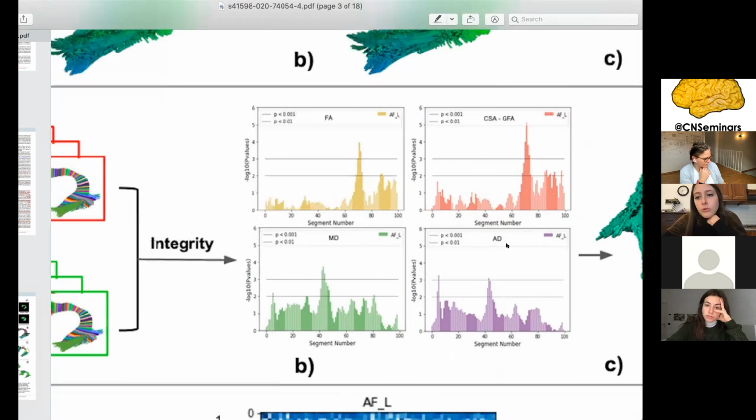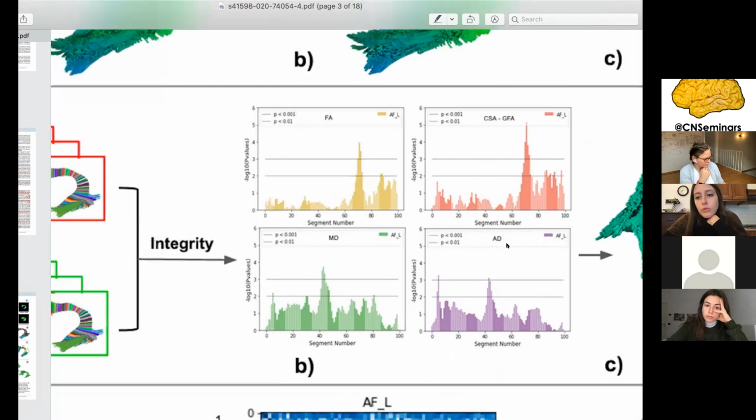The nice thing about the tool is that then you can visualize on the bundle of interest the segments of the bundle in which the two populations differ. For example, here we see that the two populations differ in mean diffusivity and axial diffusivity in this particular segment, and for two measures of fractional anisotropy, they differ in this segment of the bundle.